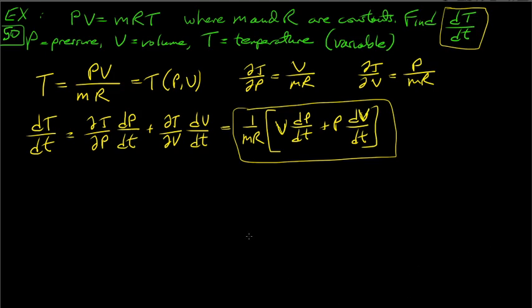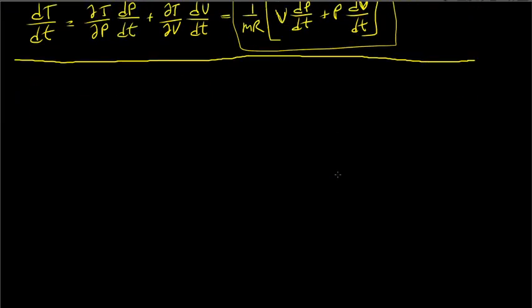Yeah, so this is an expression for the derivative of the temperature with respect to time. Of course, we have to know how pressure is changing through time and how volume is changing over time in order to plug in any numbers to do any calculations. But I think that's all they wanted here. So that's just a direct application of the chain rule.